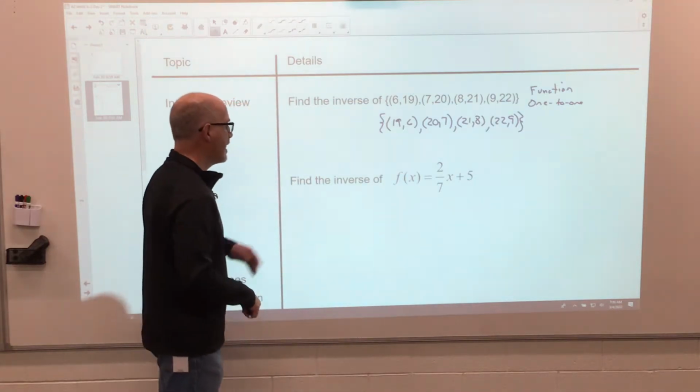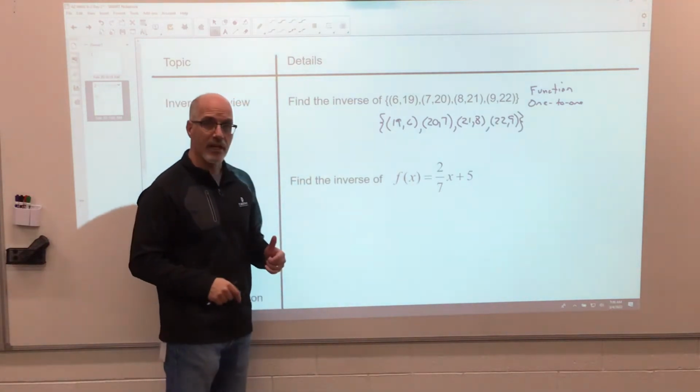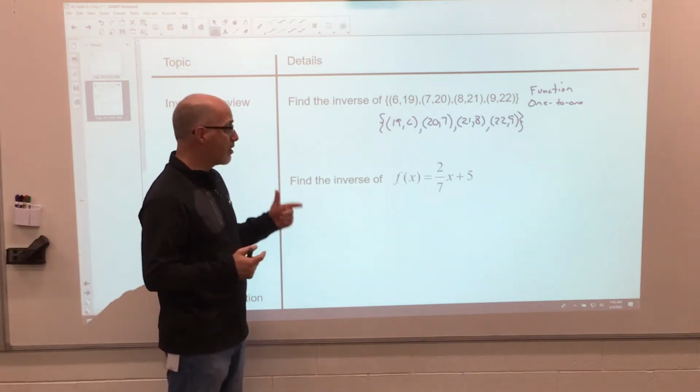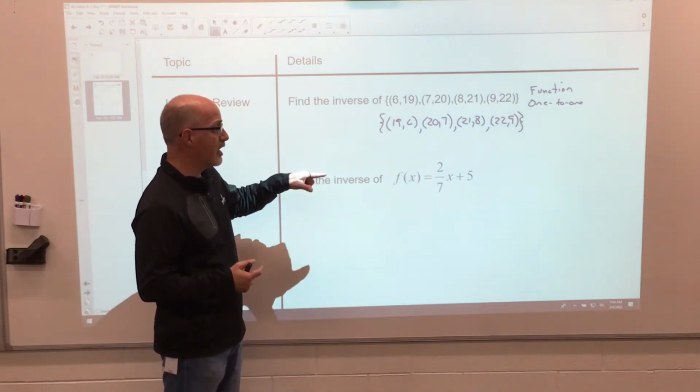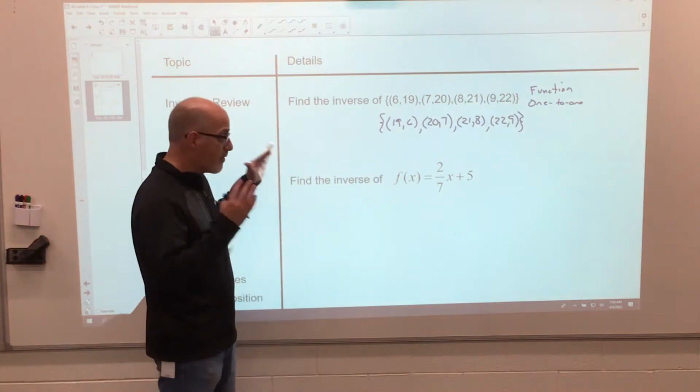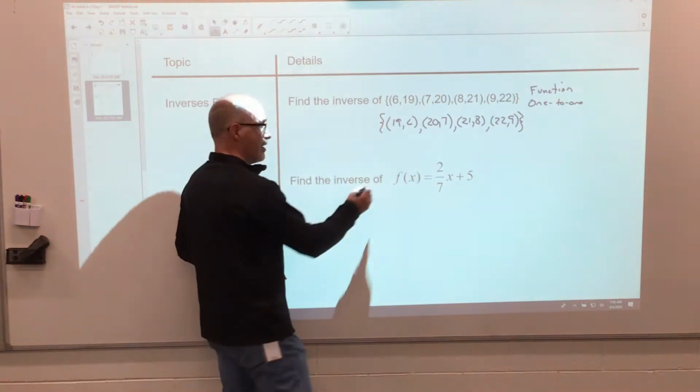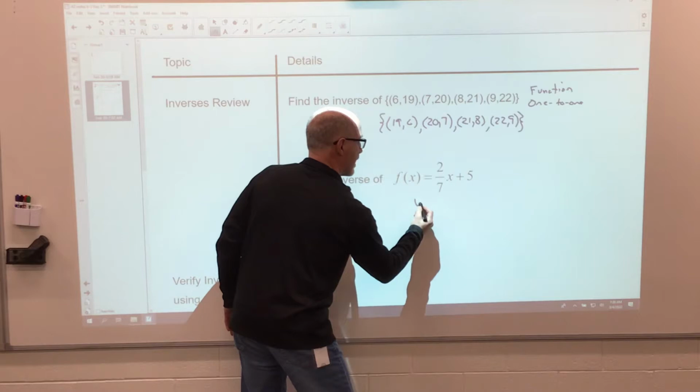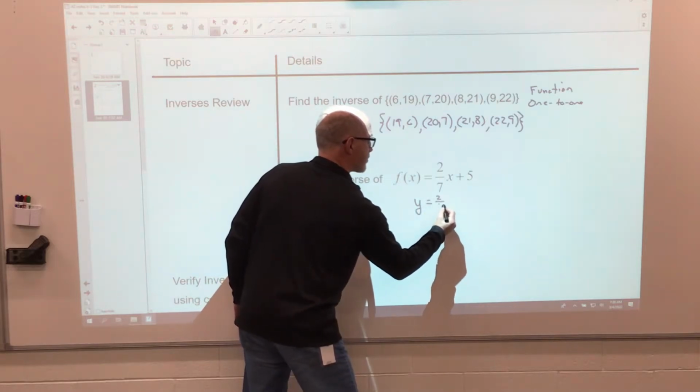They're swapped. Now, when we're doing it with a formula, the next step is to learn how to change places with the x and y. First, we have to change the notation. So this f of x, we're going to, as a first step, make it y equals.